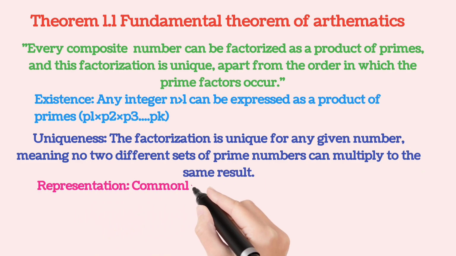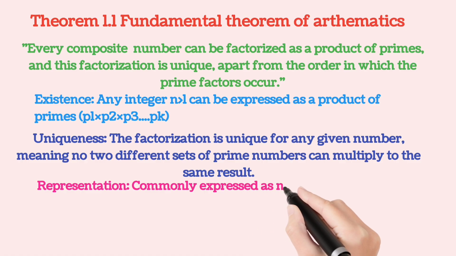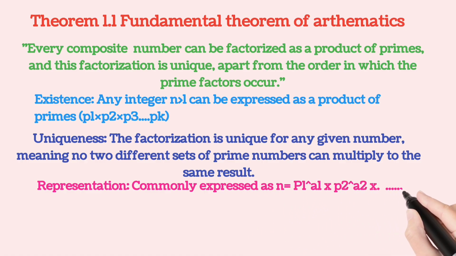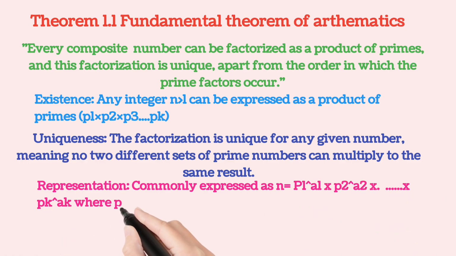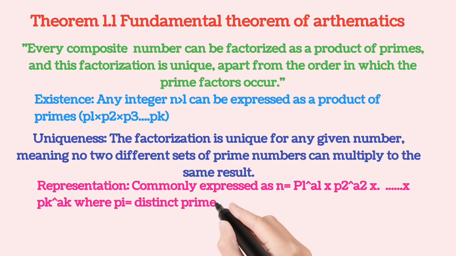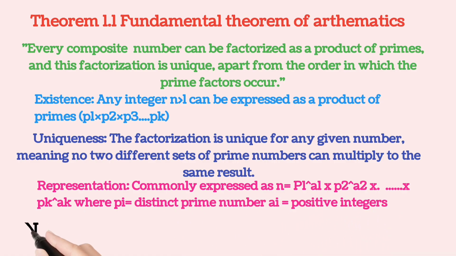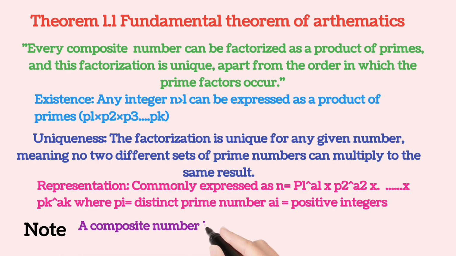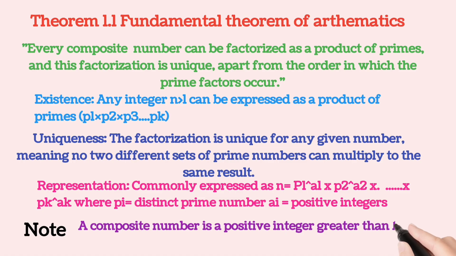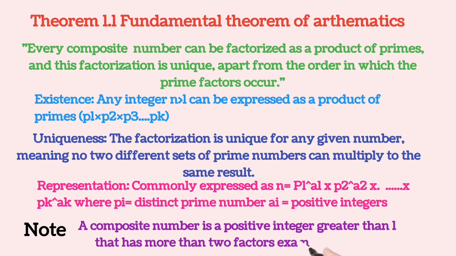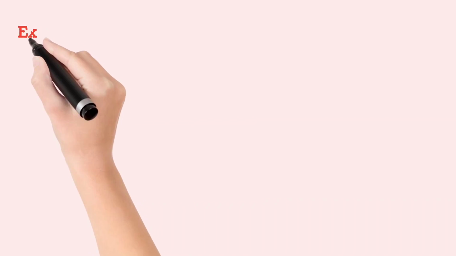इसका रिप्रेजेंटेशन देखते हैं. तो commonly expressed as n equal to p1 to the power a1 into p2 to the power a2 up to pk to the power ak, where the pi are distinct prime numbers, and the ai are positive integers. Note, a composite number is a positive integer greater than 1 that has more than 2 factors. एग्जाम्पल के लिए हम लोग देखते हैं 4, 6, 8, 9 etc.